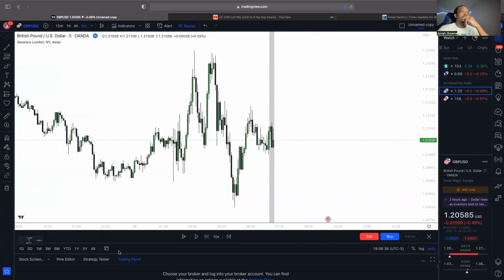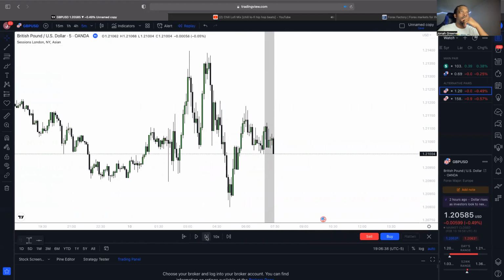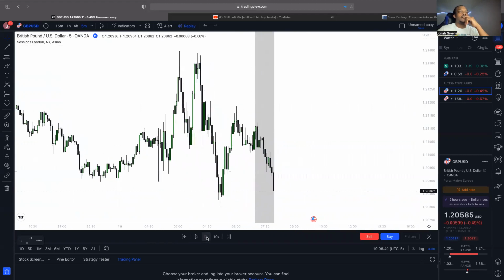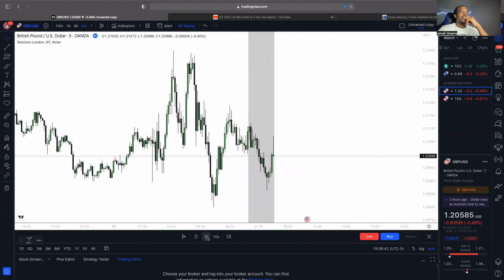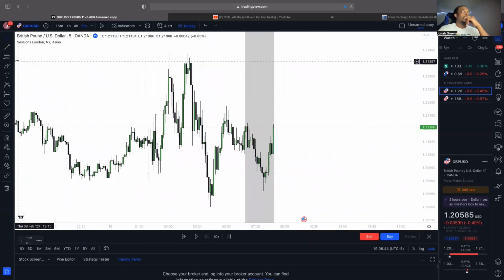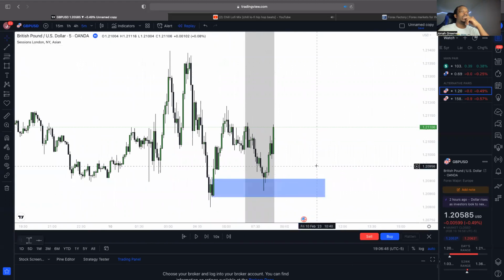When I saw GU just push and push and push, I was like, okay, it hit a demand zone, which was right here. I'll show you this demand zone that I hit. It hit this demand zone. So automatically I'm like, okay, if it breaks this high, we're probably looking at buys.